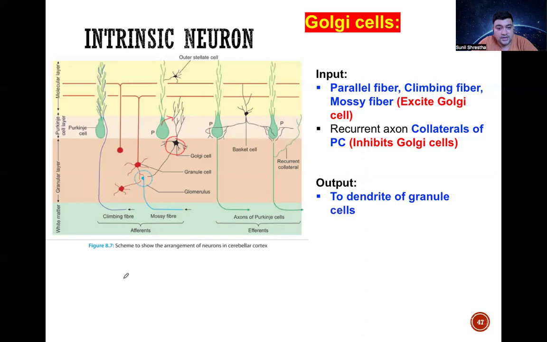Output to the dendrite of the granule cell. Somewhere here in this region, in the glomerulus part, they are putting their information. So to the dendrite of the granule cell, they are making the output. The output is tending towards the granule cell.